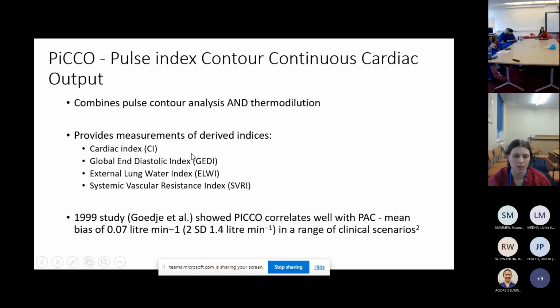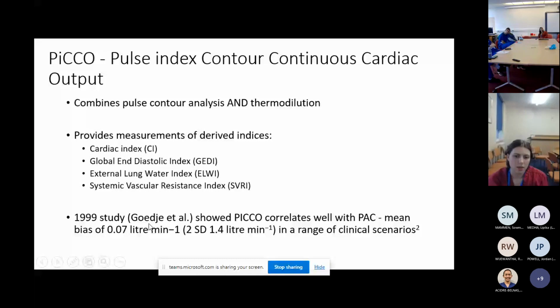So the cardiac index is just the cardiac output divided by the total body surface area of the patient. The global end diastolic index is essentially a measure of preload in the heart. The extravascular lung water index measures basically pulmonary edema, extravascular lung water. And then the systemic vascular resistance index tells you about the systemic vascular resistance. And you can see how that might start to help you to guide you using different inotropes or vasopressors, depending on what combination of values the patient has.